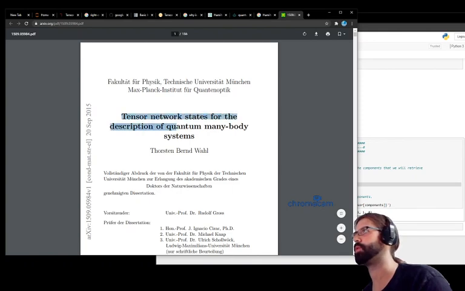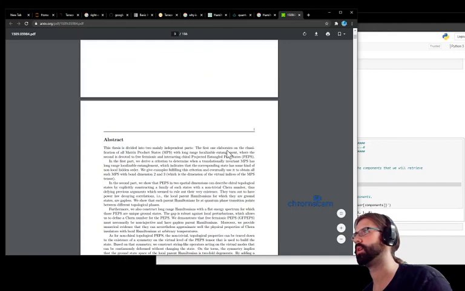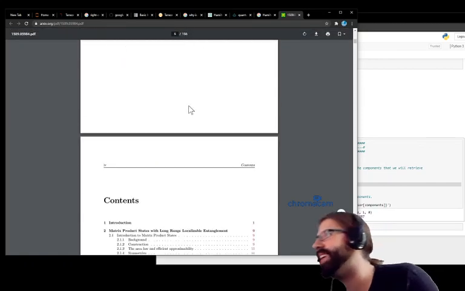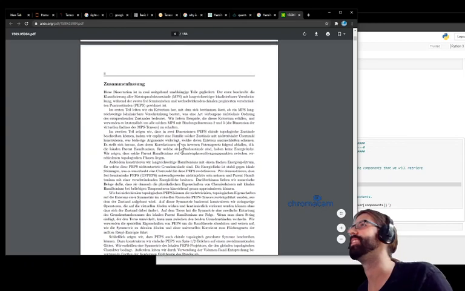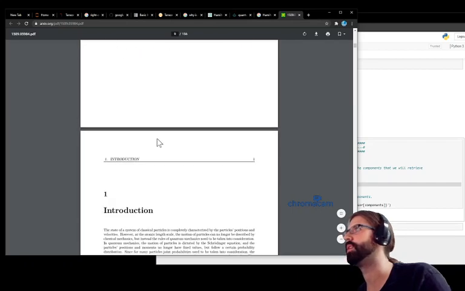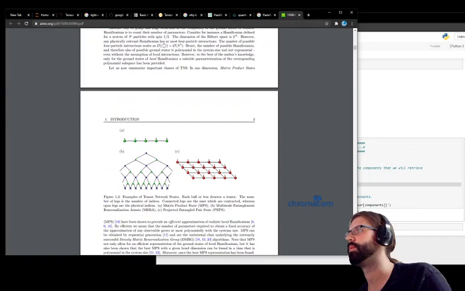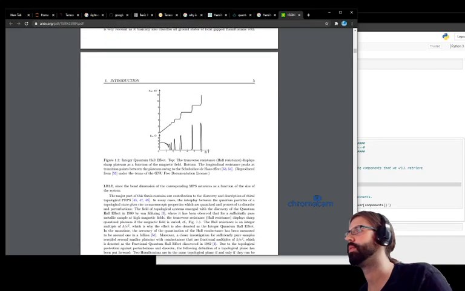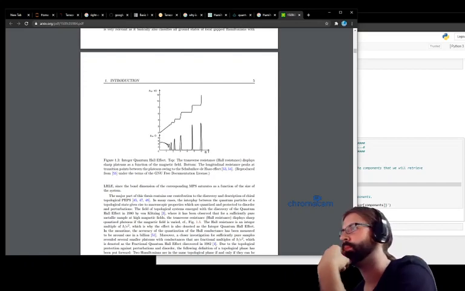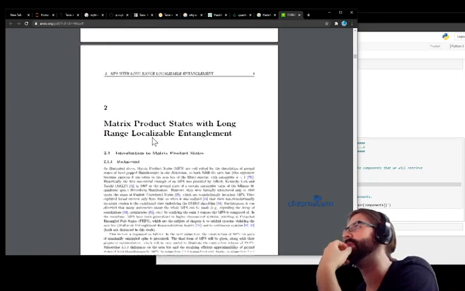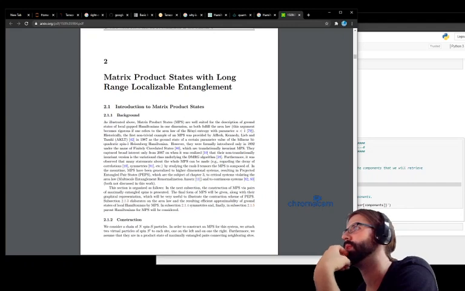Tensor network states for the description of quantum many body systems. Oh, that's in German. Oh, wait a second, this is a German summary. Okay. Background, construction. Local gap, Hamiltonian in one dimension. It's supposed to fulfill the area law.